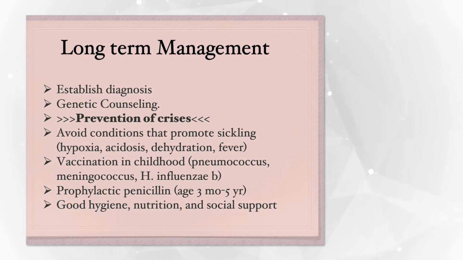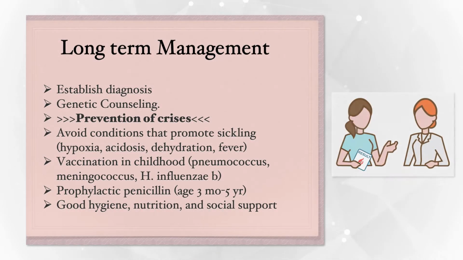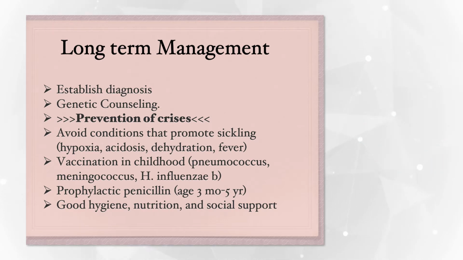Long-term management starts with establishing the diagnosis, as we mentioned, then genetic counseling, premarital counseling, trying to prevent this disease even from happening. Then if the disease is there in any subtype, management will be centered on preventing crisis. How can we do that? It's by avoiding conditions that promote sickling. So try to avoid hypoxia, avoid and treat acidosis, avoid dehydration, avoid and treat fever.